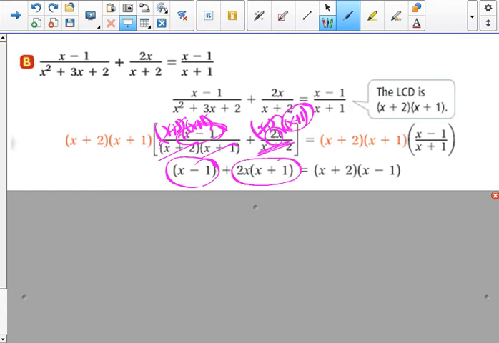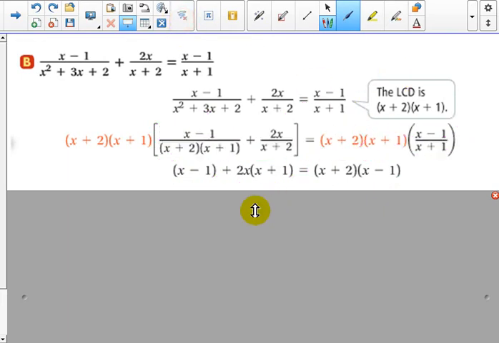Okay. And on the right-hand side, well, this becomes part of that numerator because we're multiplying them all together. And what cancels out? An x plus 1. So what's left over? x plus 2 times x minus 1, which is right there. Okay? So that's all there is to that. Now we've canceled everything out. Now we've got to start putting it back together.